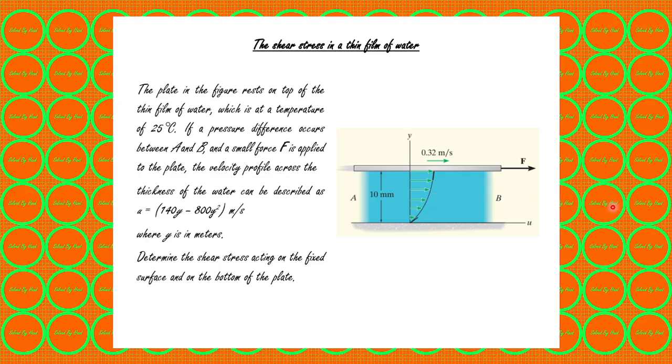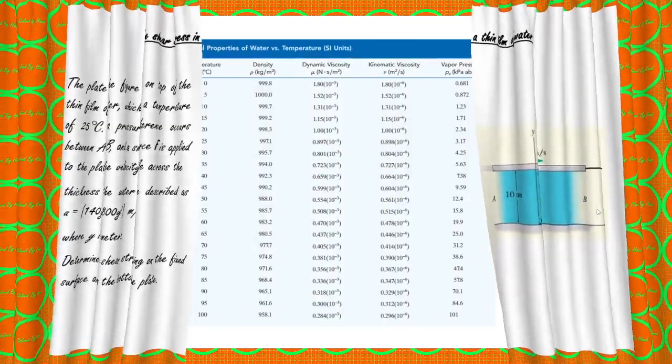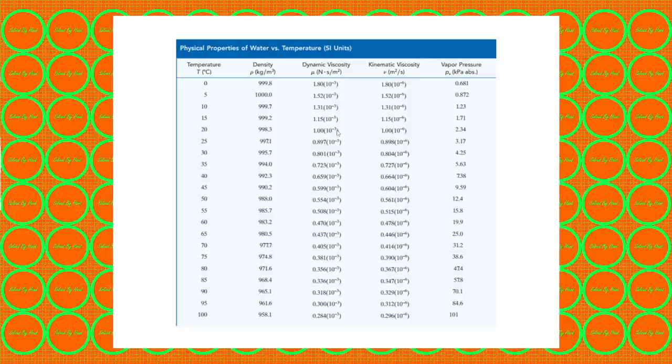So we can directly use this table. Normally we find a table of this kind in any book of fluid mechanics. It is named physical properties of water versus temperature, in SI units. We can use this table. We have said that the temperature is 25 degrees Celsius.